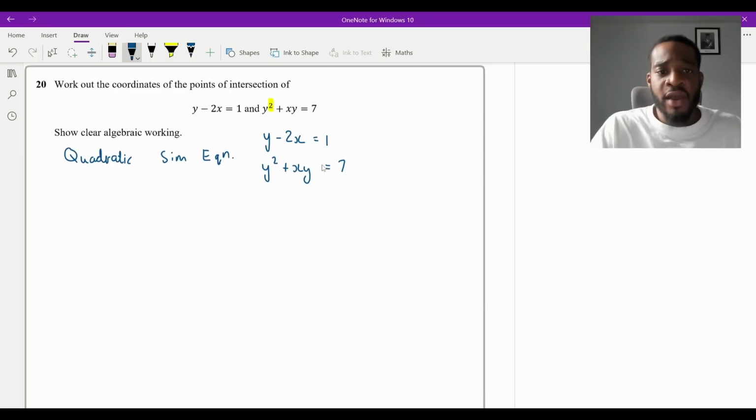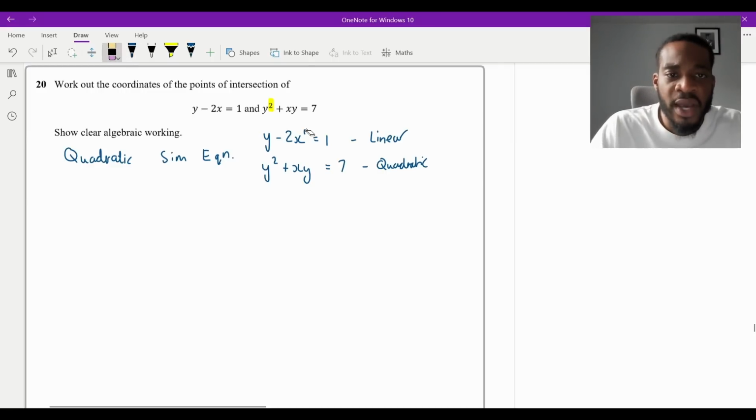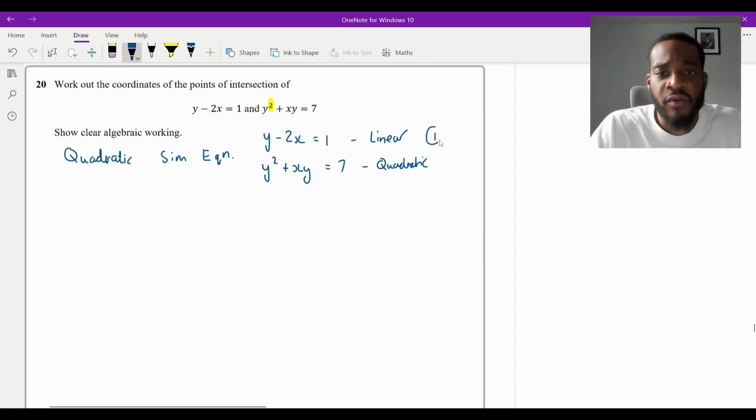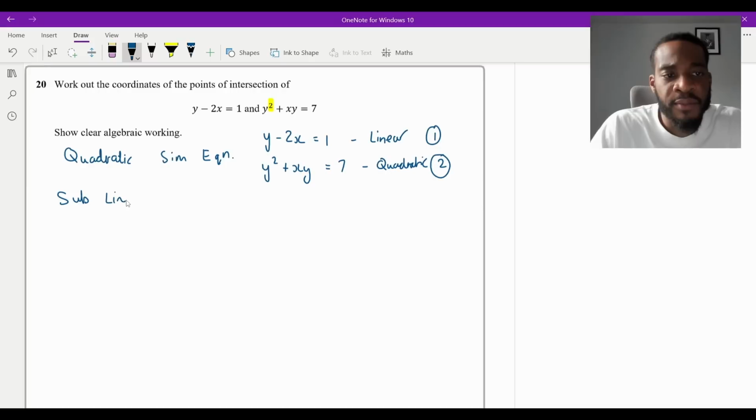We've got two equations. One of them is going to be your linear equation. The other one is going to be a quadratic equation, because I've got a 2 there. And obviously, there's no power here, these are just powers of 1. This is the linear equation. Now, the way you solve quadratic simultaneous equations is you always sub your linear into your quadratic. So I'm going to label these 1 and 2. For quadratic simultaneous equations, you sub your linear into your quadratic.